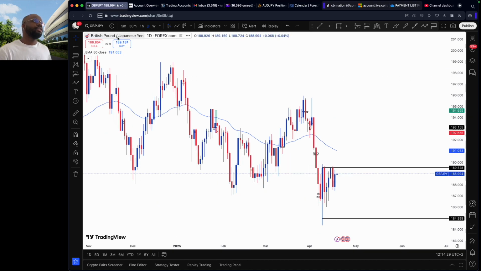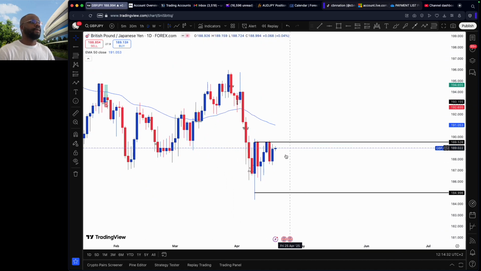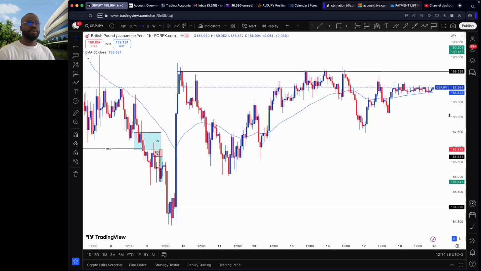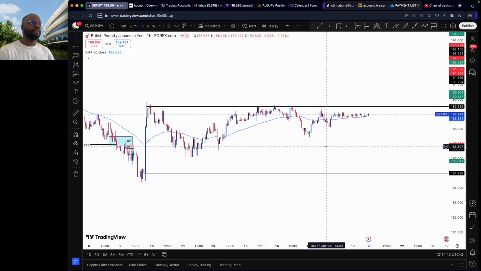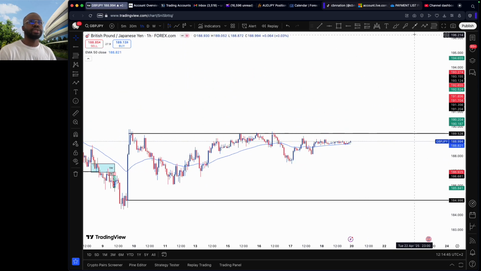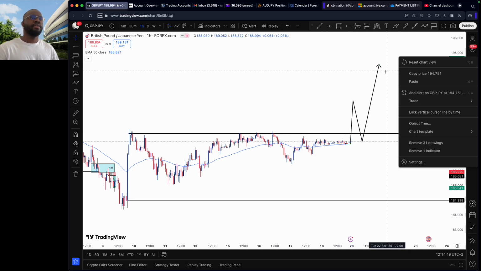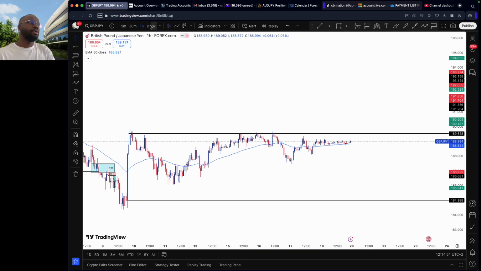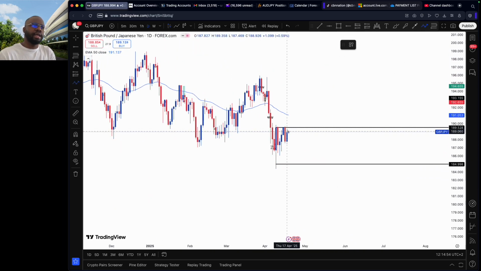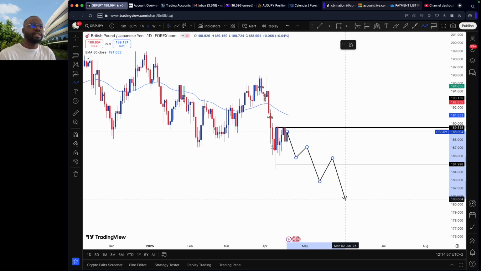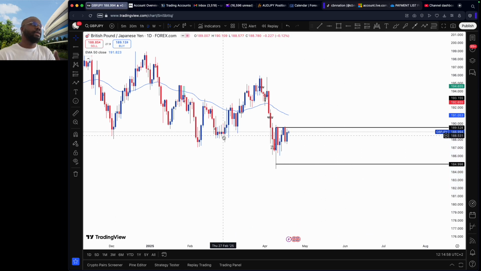Then I have GBP/JPY. GBP/JPY is not doing anything, has been inside this zone. Then on the 1 hour, you can see we have also been in this zone right here. So I would like to see the 1 hour breakout, then come back, retest for buy continuation. Or again, I want to see a move to the downside so that we can sell GBP JPY.